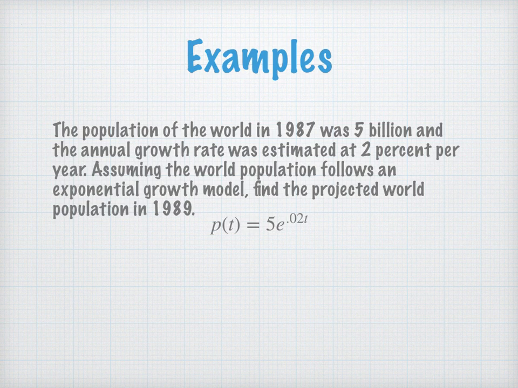Now to find the projected world population in 1989. Well, 1989 is 2 years after 1987. So we'll use the value of 2 for t. Plugging in 2 for t, we get 5.2. Now, as we said before, our answer is in billions, so our projected world population in 1989 was 5.2 billion.